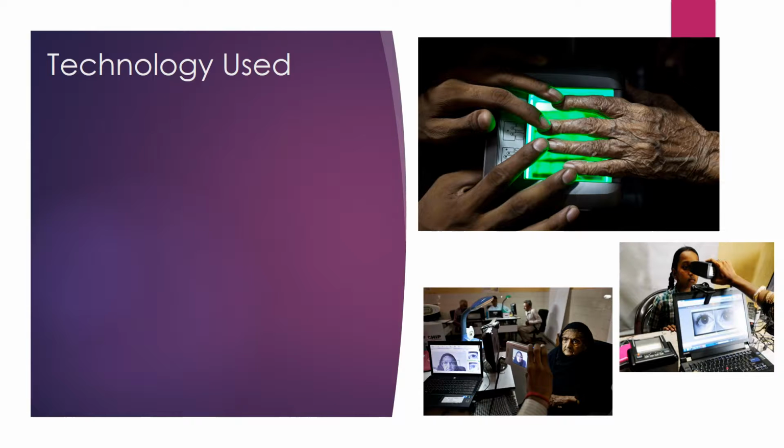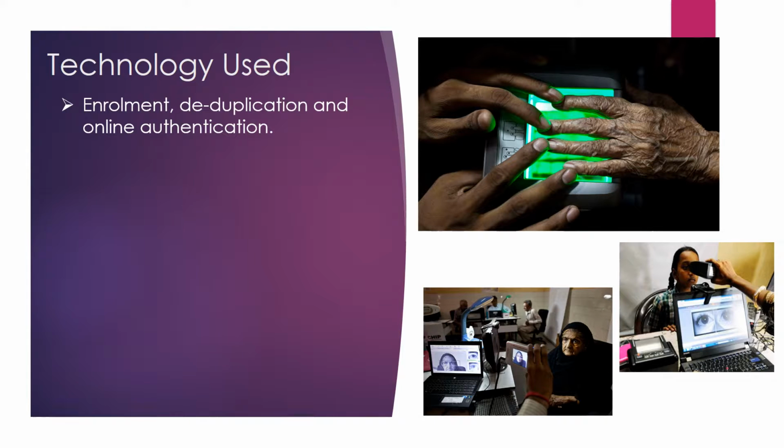Talking about the technology used, this project was envisaged to offer three key functions: enrollment, deduplication, and online authentication. The front end consists of enrollment stations deployed across the country where people enroll for an Aadhaar number. It involves a collection of demographic fields and the capture of biometrics, which include all 10 fingerprints, 2 irises, and a photo of the face.